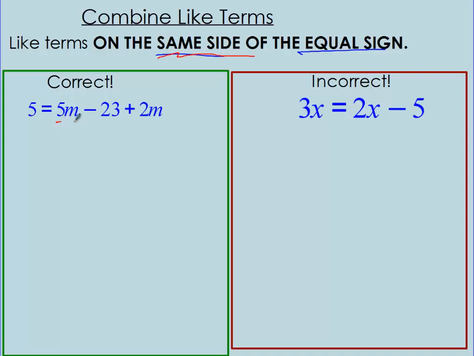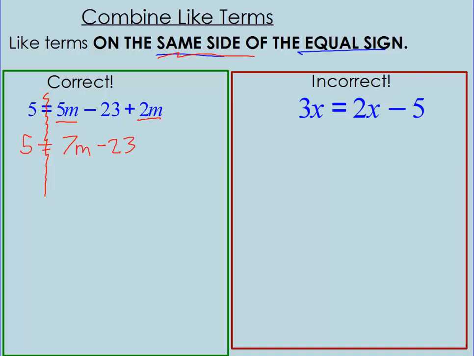I would combine the 5m and the 2m. They are on the same side of the equal sign. This is like a barrier we can't cross when we're combining. So the 5m plus a 2m combines to 7m minus 23, and on the right I have equals 5.